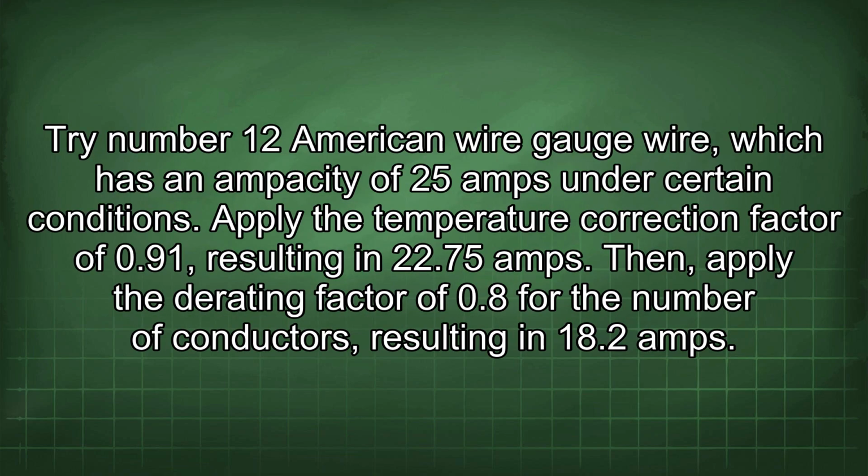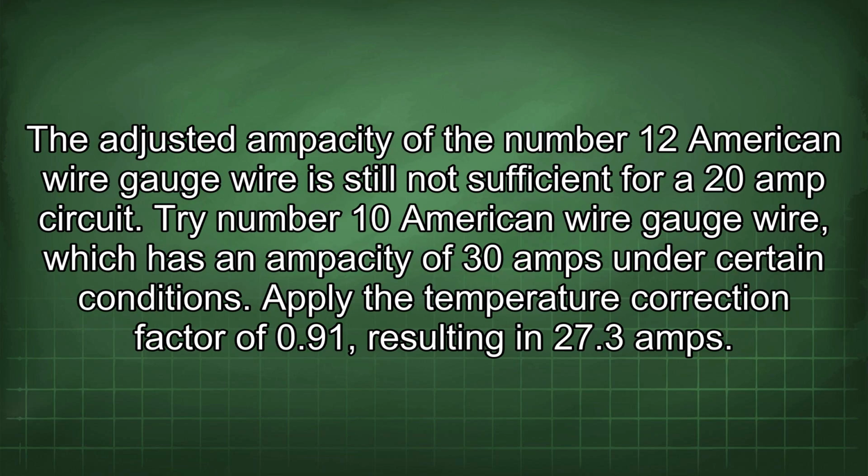Fifthly, select a larger wire size. Try number 12 American wire gauge wire, which has an ampacity of 25 amps under certain conditions. Apply the temperature correction factor of 0.91, resulting in 22.75 amps. Then apply the derating factor of 0.8 for the number of conductors, resulting in 18.2 amps. The adjusted ampacity of the number 12 wire is still not sufficient for a 20 amp circuit.